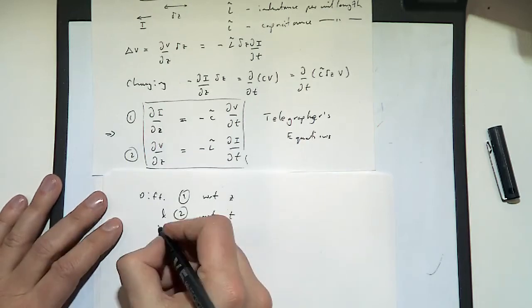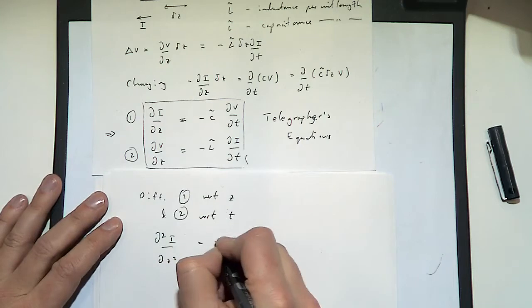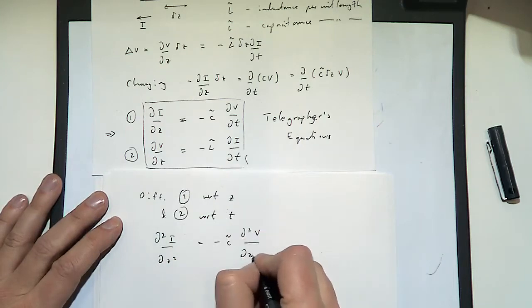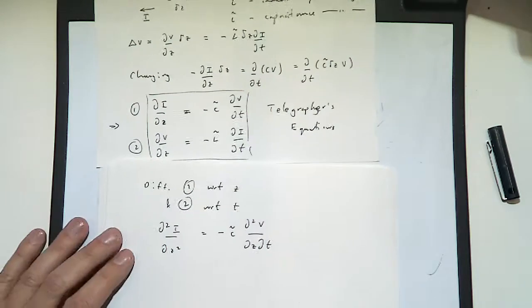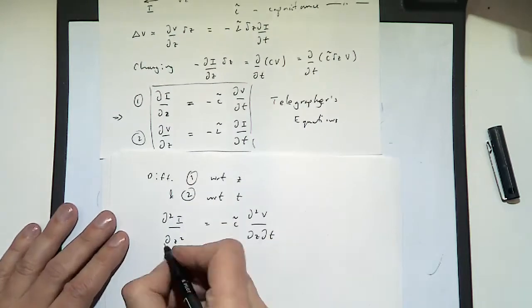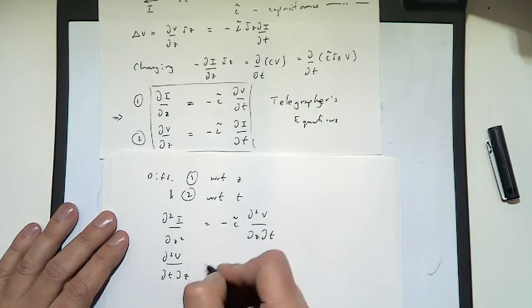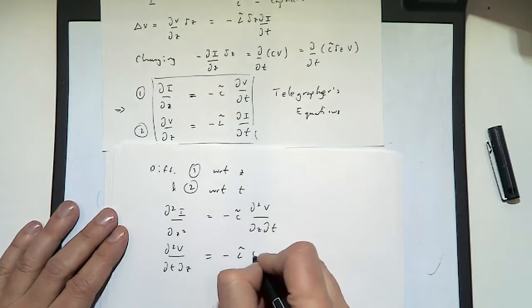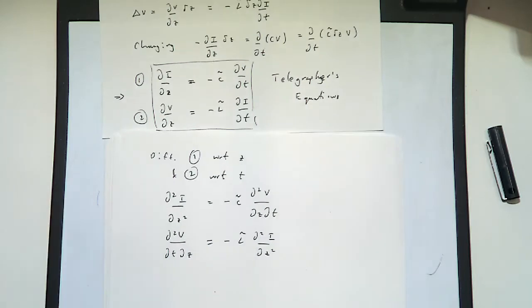And that gives us d2I by dz squared equals minus C tilde d2V by dz dt. That's easy enough. That's equation one. Equation two, hey presto, d2V by dt dz, which is just the same as the other way around, is minus L tilde d2I by dz squared. And obviously you can see that that term and that term are the same.